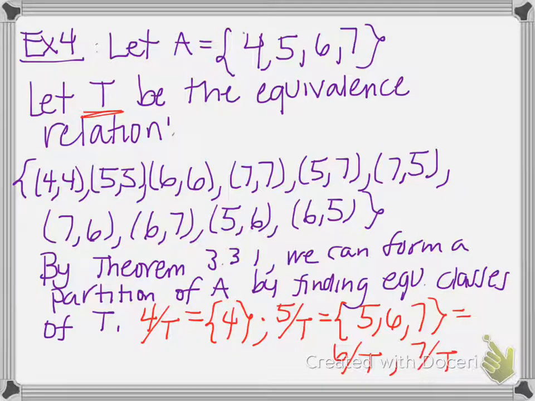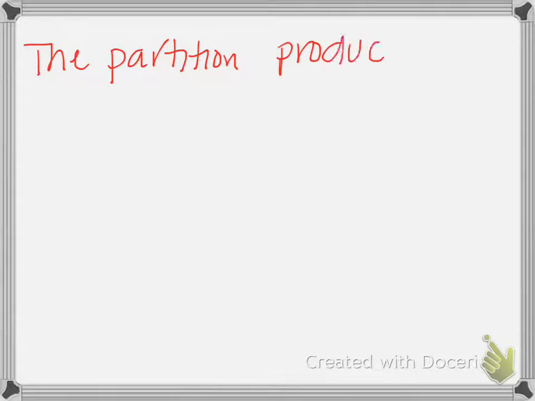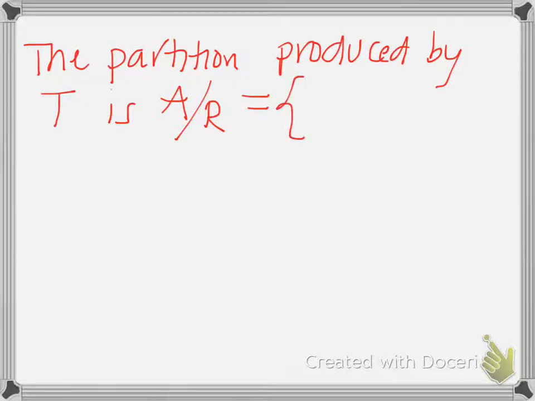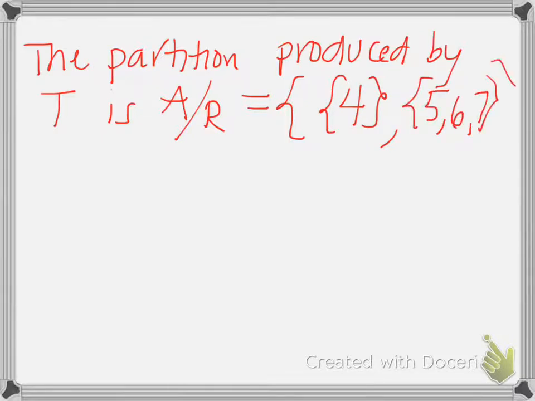So in terms of our partition, the partition produced by T is our A mod T. So it's what our mod is. That's also our partition, which is the set containing {4} and the set containing {5, 6, 7}. And you'll have some homework problems where you have to work with this. So you want to make sure you understand this example.